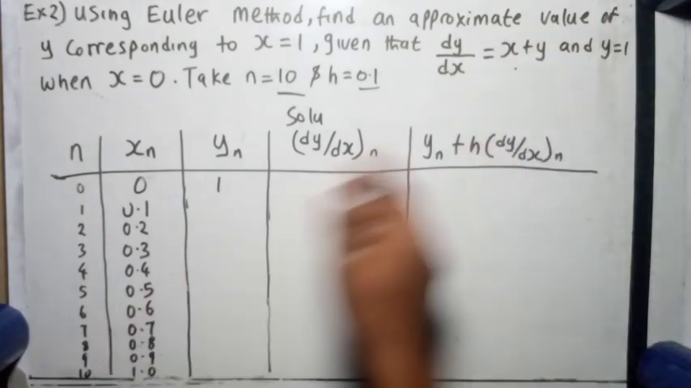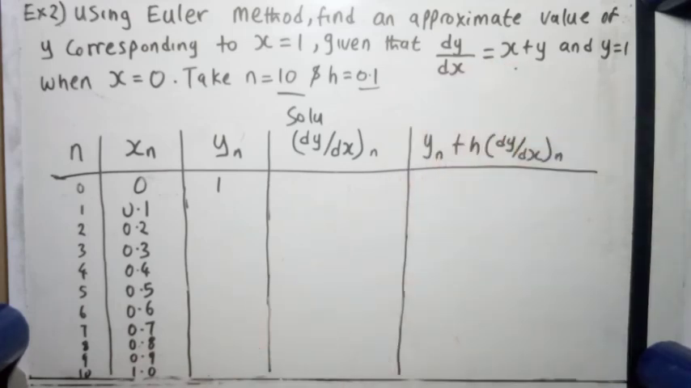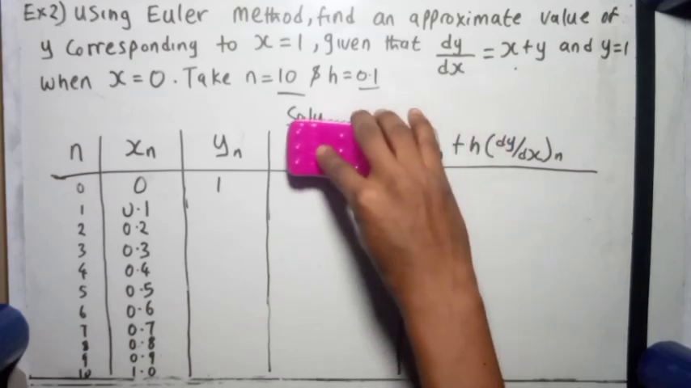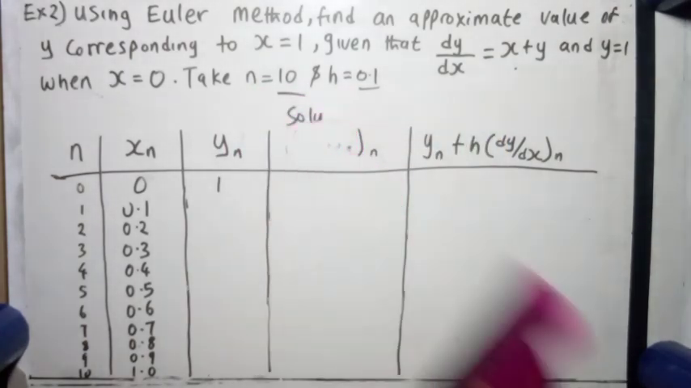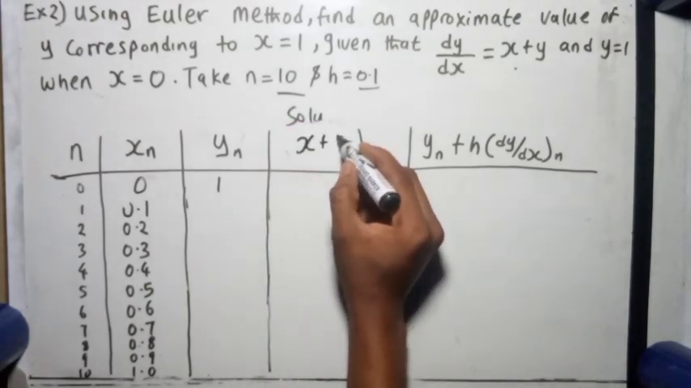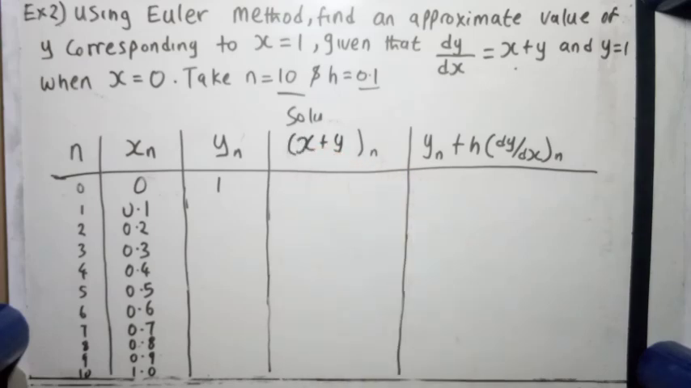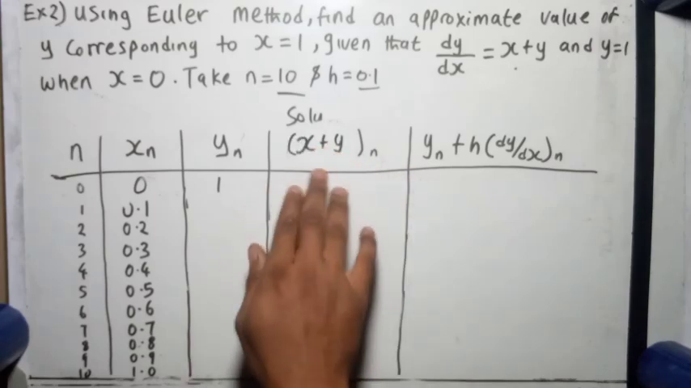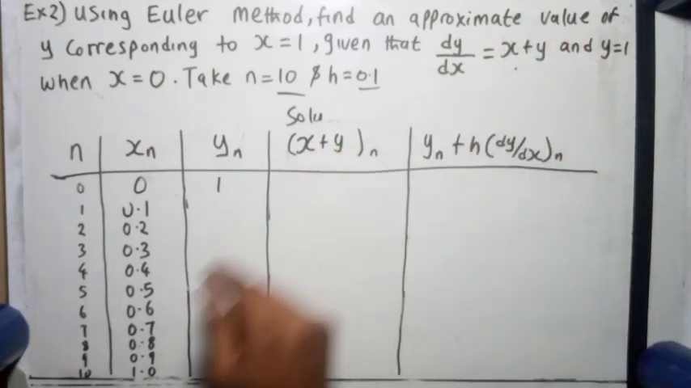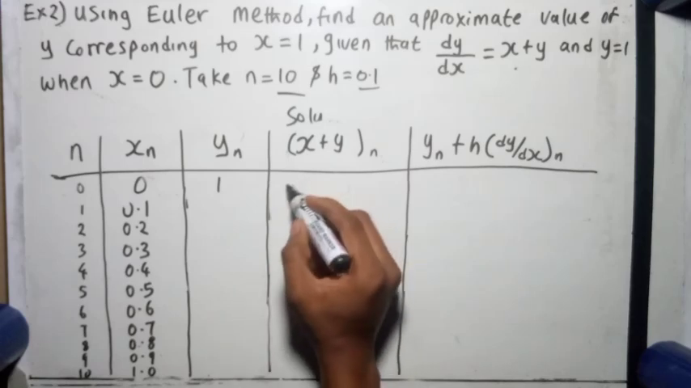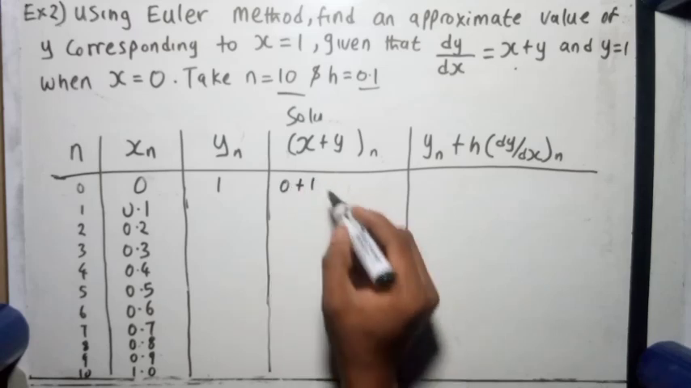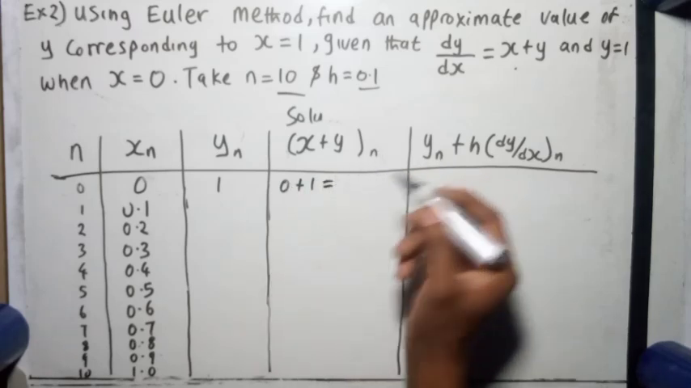Okay, let's do it. When we do that, they say x plus y. So let me change this thing here to x plus y, because that's what they told us in our question. So our x being 0, we have 0. Then our y being 1. 0 plus 1 gives us 1.